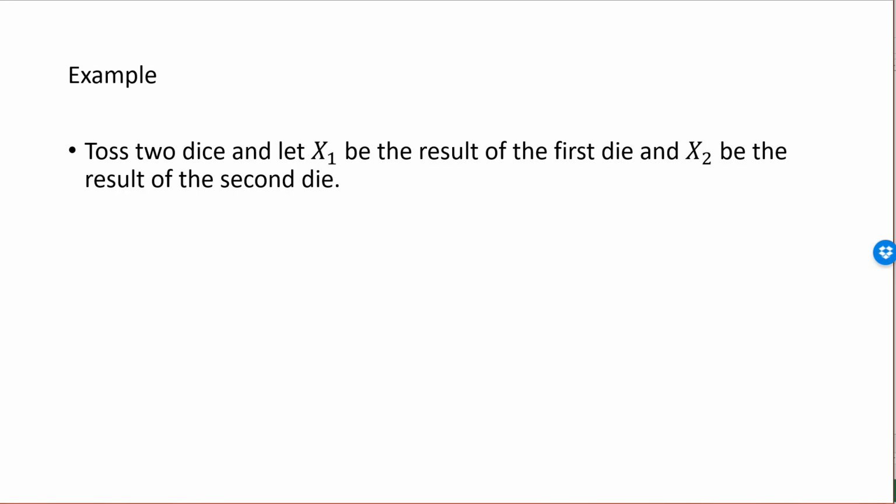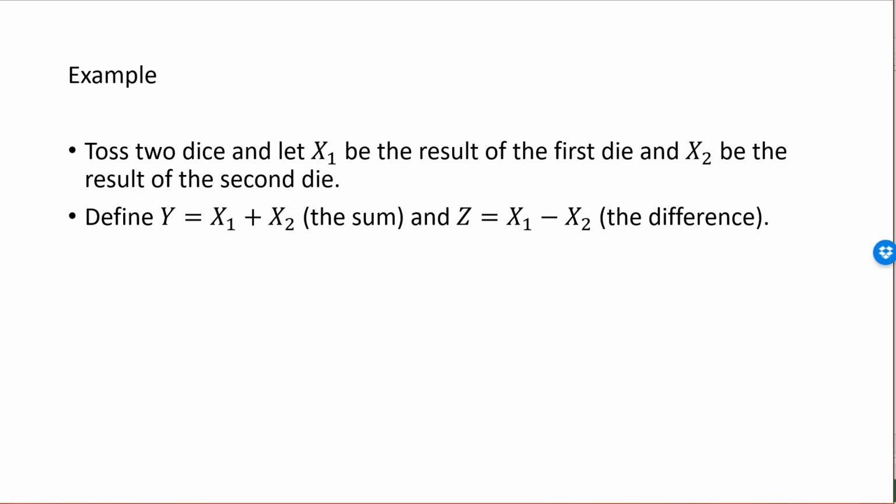So what we do now is we define from these two random variables a new one. We call this y. Y is the sum of x1 and x2. So the range of y will be from 2 to 12. Y can take a value between 2 and 12. And we define a third random variable, which is the difference. So z will be the difference, taking the first one and subtracting the second one. So the biggest value that z can take, that's when x1 is 6 and x2 is 1, that would be 5. And similarly, the smallest value it can take is -5.